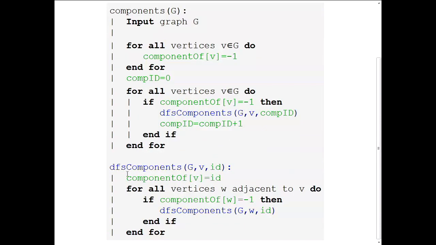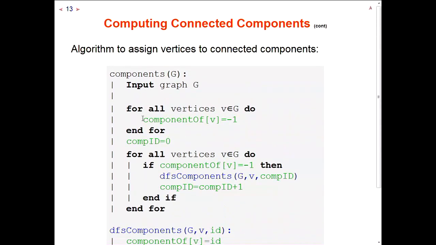And the depth-first component search with a particular ID is very straightforward. We take our vertex that we start our depth-first search from, assign it the ID of that component, and we look at all the vertices adjacent to V. If they haven't been labeled just yet, why is that important? Because we have to make sure that we don't run into cycles. If we go back to a vertex in the same component, then it has already been labeled with that component ID and we can ignore it. We do the depth-first search from there. And this is all we need for this particular problem.